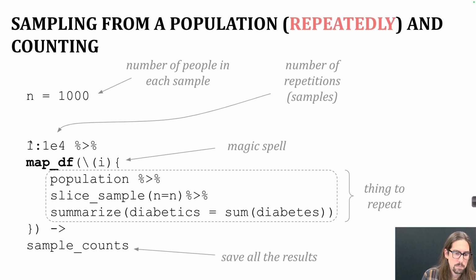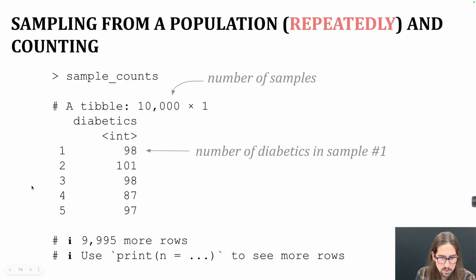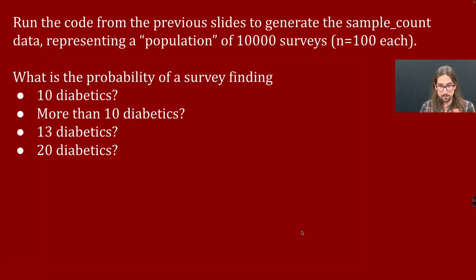So here I'm saying make a vector of numbers going from 1 to 10,000. And for each of those repetitions, I'm going to do this exact thing. And now I'm saving all the results into this data frame called sample counts. When you do that, the result looks like this. So this is in my first experiment, how many diabetics did I get? In my second experiment, how many did I get? In my third one, and so on and so forth. And I've done this 10,000 times.